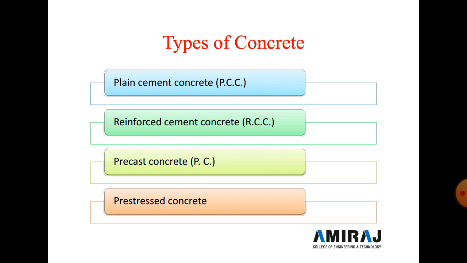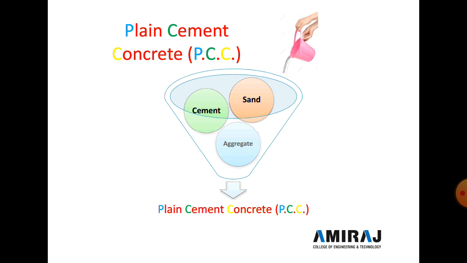Now first we start with plain cement concrete. The short form of plain cement concrete is PCC. Now what is PCC? PCC is a mixture of cement, sand and aggregate, and then we add water. After we get the material, it is called plain cement concrete. Here in plain cement concrete no reinforcement is provided, so it is called plain. Plain means no reinforcement is provided.